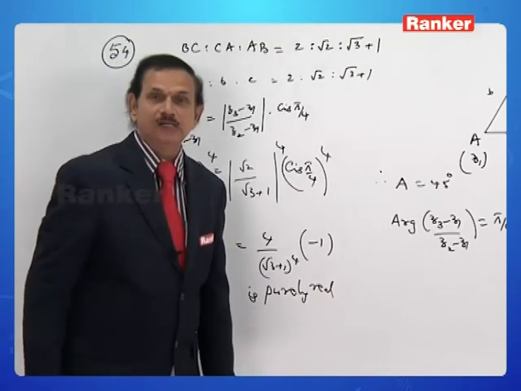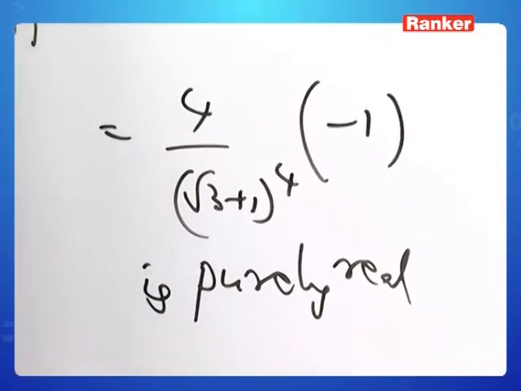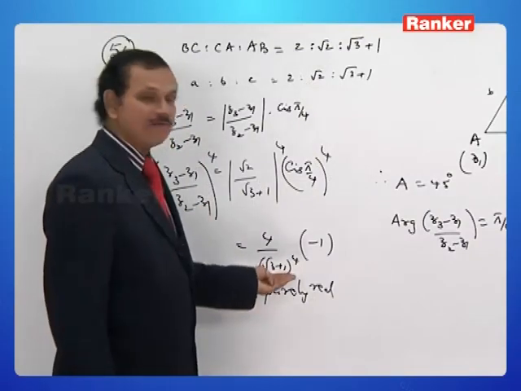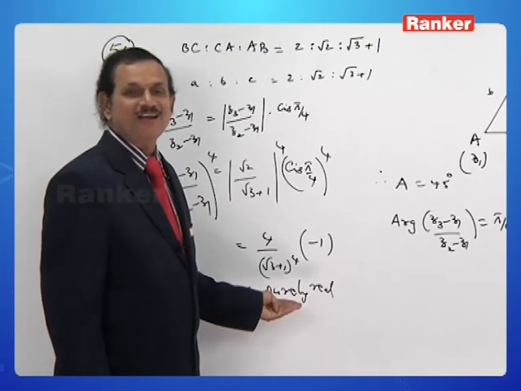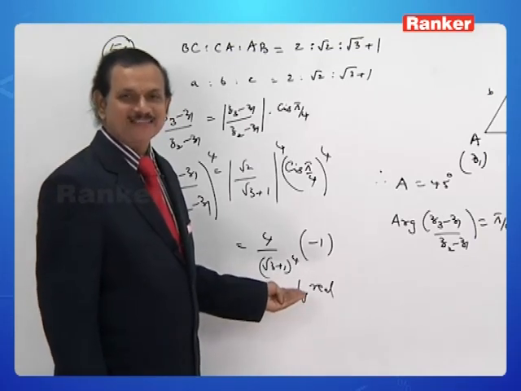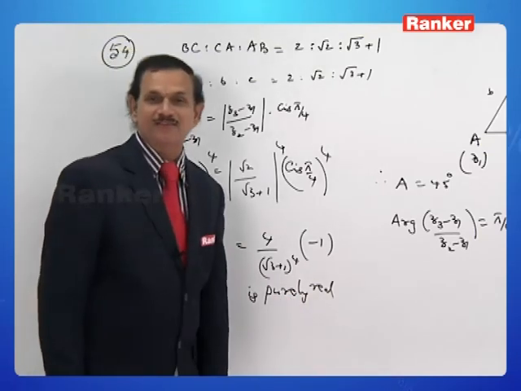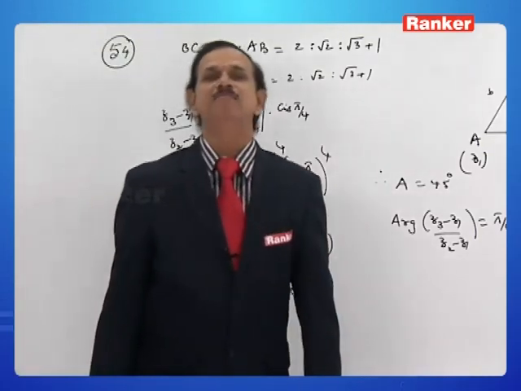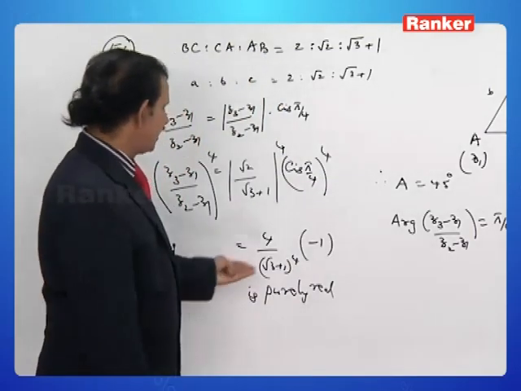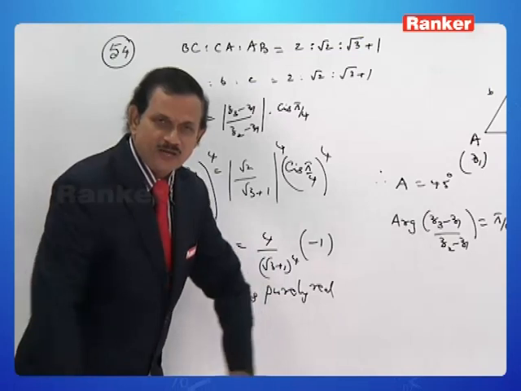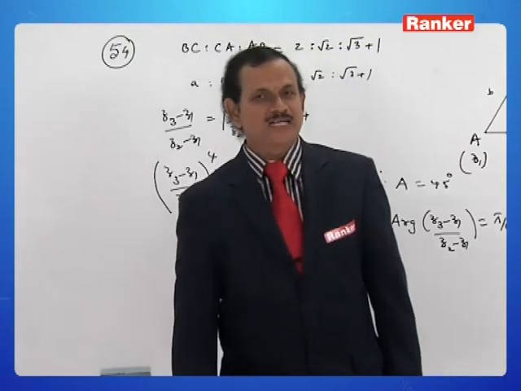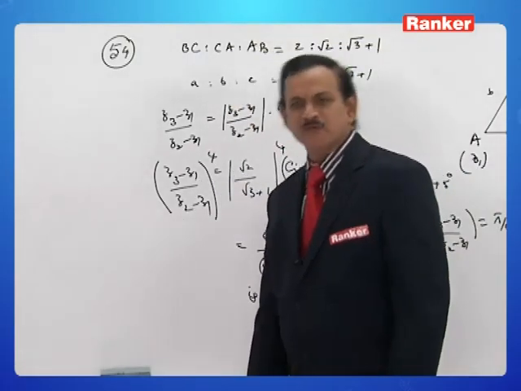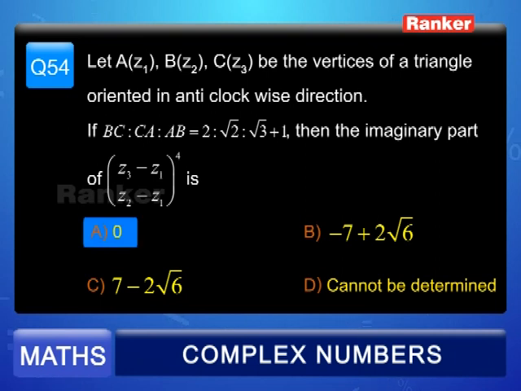At this juncture, students may get confused because at last we could have got this answer and among the options it is not available. That is, you have not followed the question very carefully. He has asked us not the value of (Z3 minus Z1) by (Z2 minus Z1) whole power 4, but its imaginary part. As it is purely real, its imaginary part is clearly 0. Hence, what is the right option? Option A is the right option. Right answer is 0.